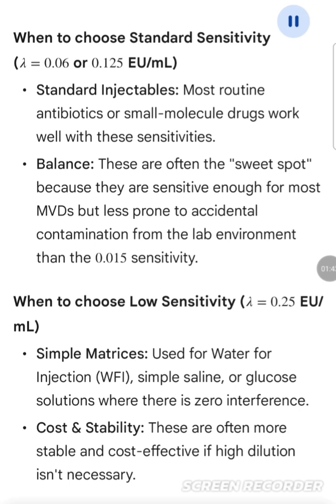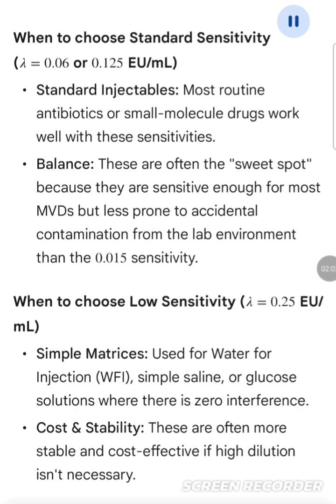When to choose low sensitivity, lambda equals 0.25 EU per milliliter. Simple matrices: used for water for injection, WFI, simple saline or glucose solutions where there is zero interference. Cost and stability: these are often more stable and cost effective if high dilution isn't necessary.